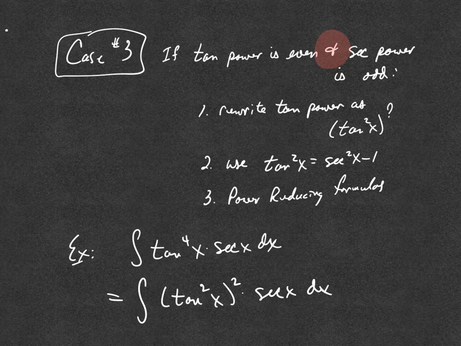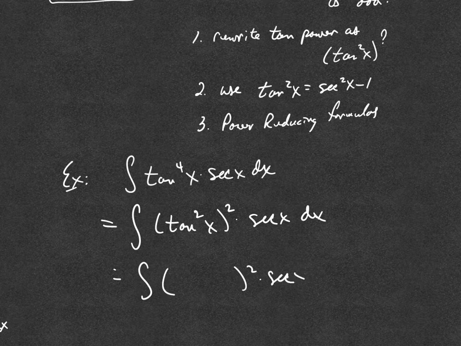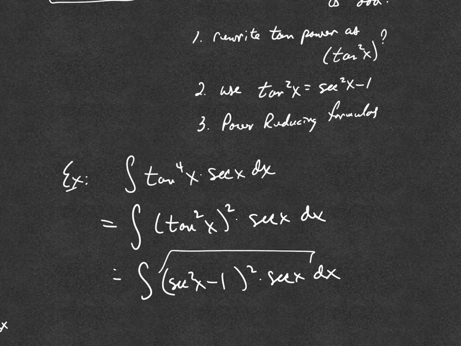Okay? Then, I'm just going to move up the screen just one little bit so you can see this next step. Then we'll replace tangent squared with what it's equal to. So we're going to replace tangent squared with secant squared minus 1. And now I hope you notice that the entire problem is in terms of secants.